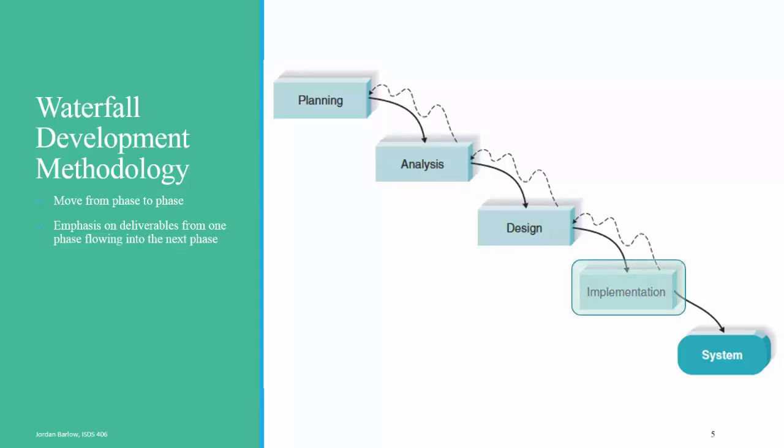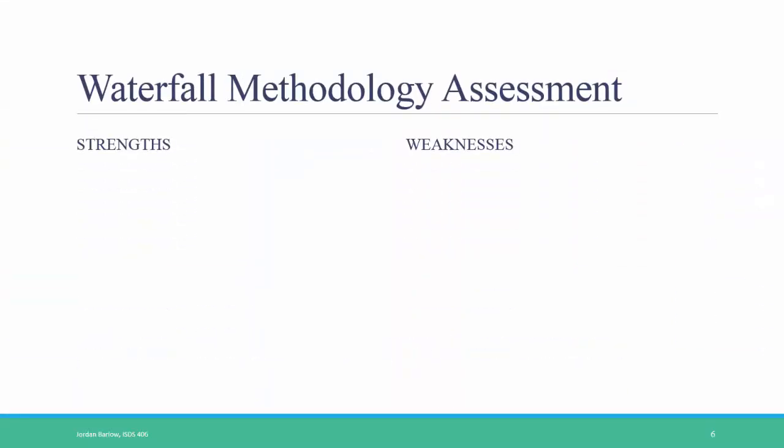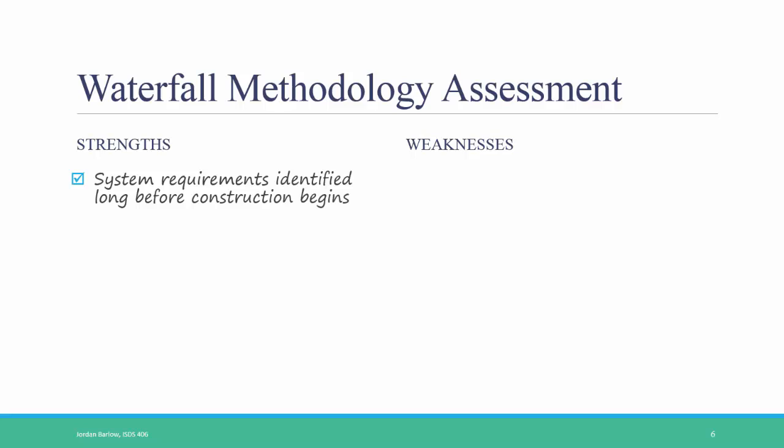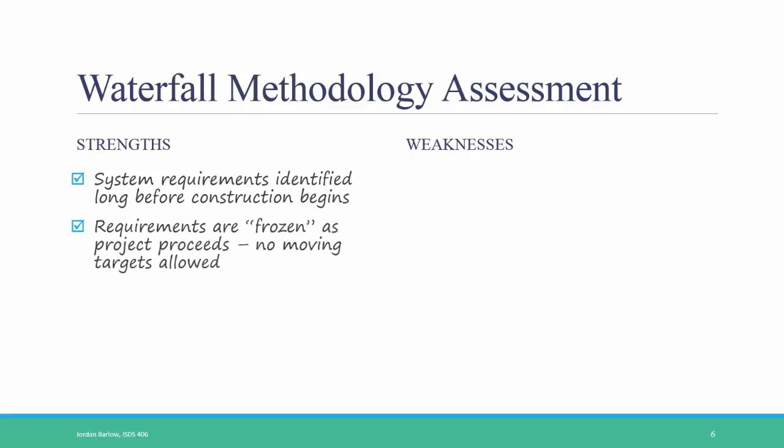The dashed lines on this diagram show that you can and probably should go back and refine and update some steps in previous phases. For example, going back to your feasibility analysis from the planning phase. However, most of the work must be done in each phase before you move on to the next. What are the strengths and weaknesses of the waterfall method? First, the strengths are that the system requirements are identified long before the construction of the system begins. Requirements are frozen as the project proceeds, so no moving targets are allowed.